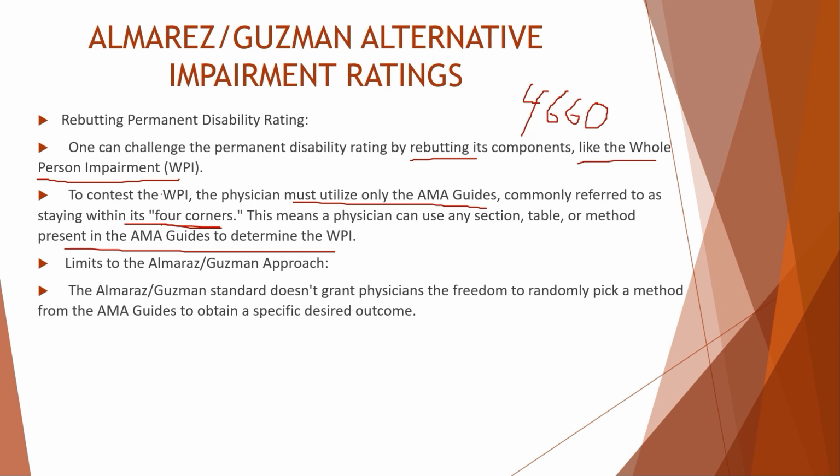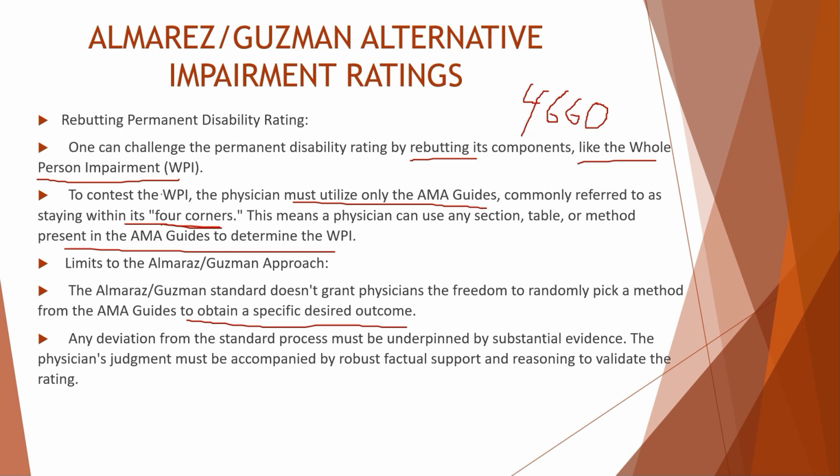Now, over the years since the Alvarez and Guzman cases came to the popular culture, there have been some limits that have been discovered to the approach of rating impairments through an alternative method. The courts have told us that the Alvarez and Guzman standard doesn't simply grant physicians the freedom to randomly pick any method from the AMA guides with the purpose of obtaining a specific desired outcome. And you can imagine that the specific desired outcome would be a higher impairment rating. Why would you use any impairment rating method besides the standard or conventional rating unless it produced a higher impairment rating value? So simply using alternative impairment descriptors for your examinee's impairment that provide for higher impairment ratings are not necessarily going to succeed, because the parties quickly can detect that you're simply using an alternative impairment rating to achieve a better desired outcome.